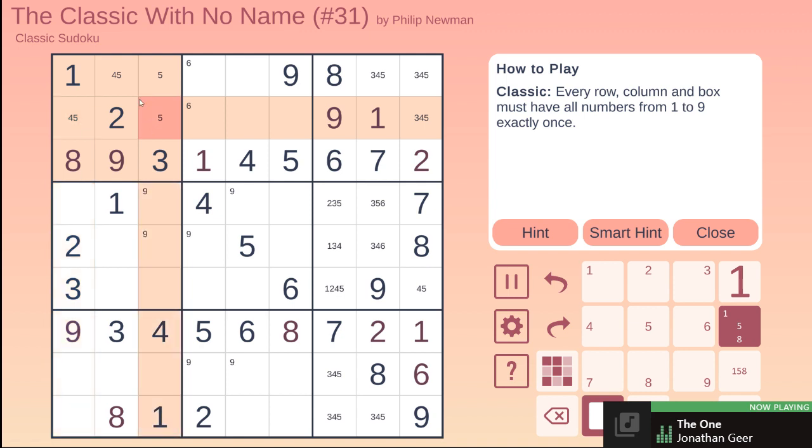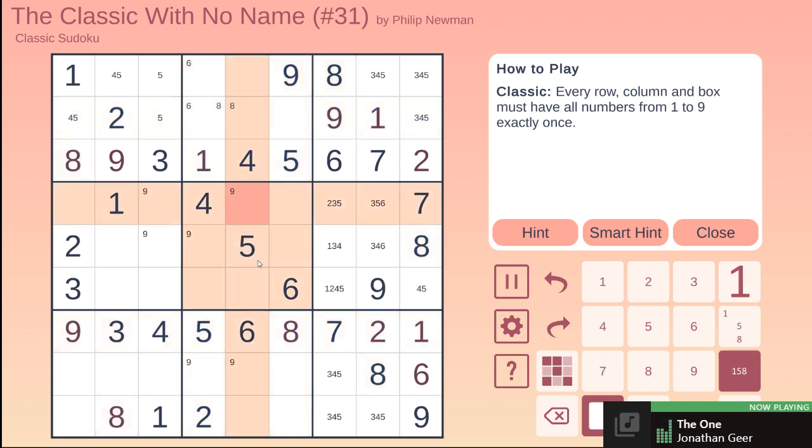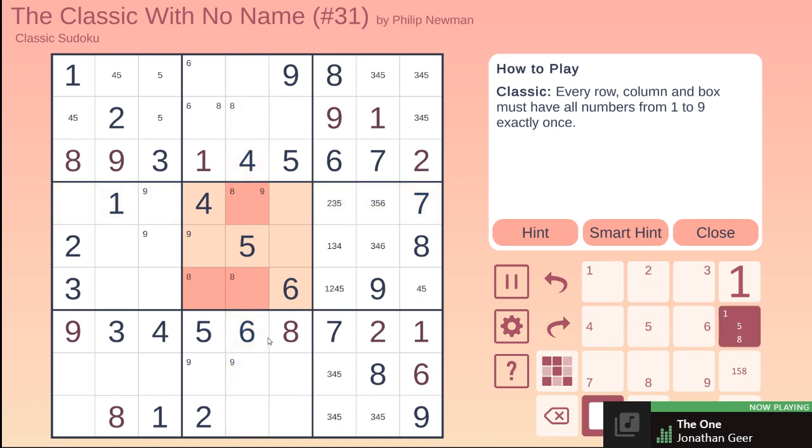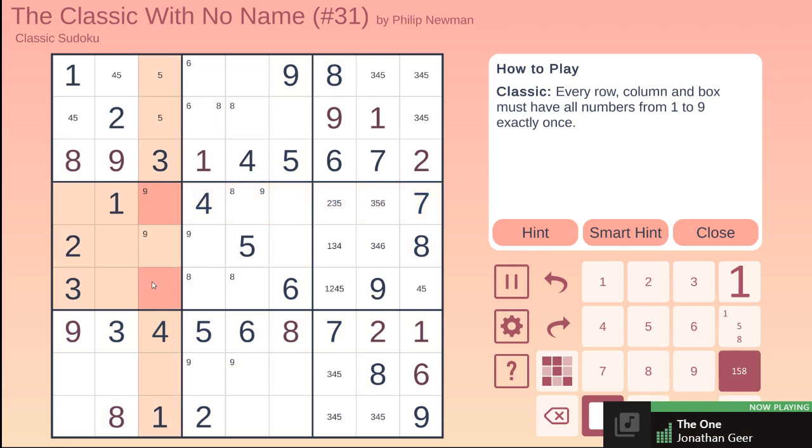Hold on. These pencil marks are incomplete. I'm busy. One of these is an 8. Great. And then the 8 down here is one of these. Okay, okay. 8 here. Pretty restricted. It's only in one of these two.